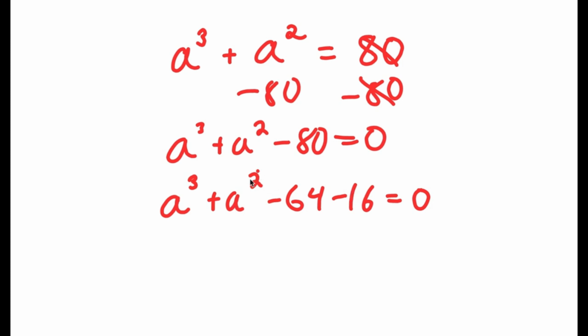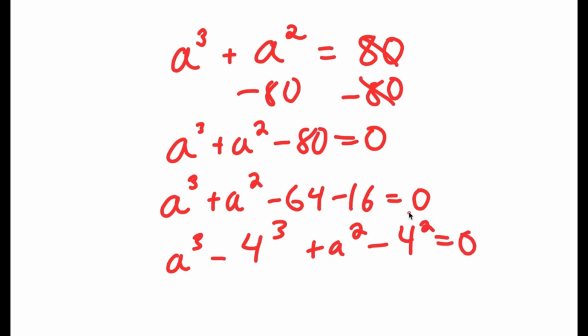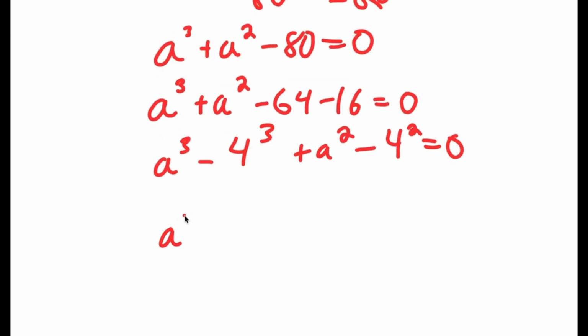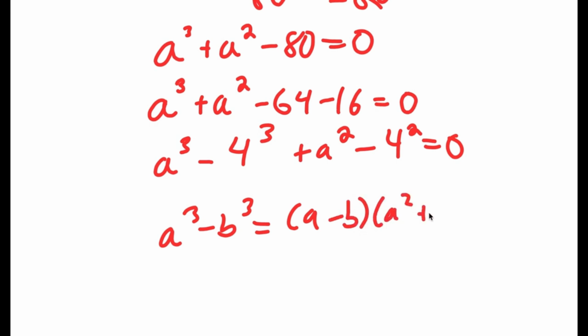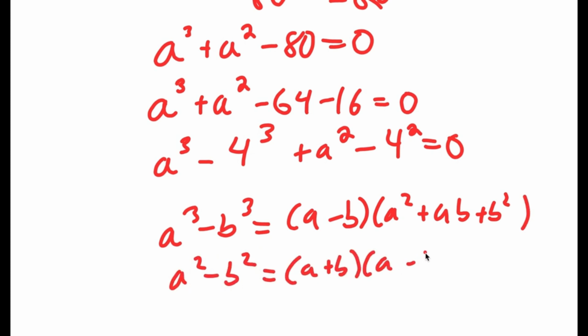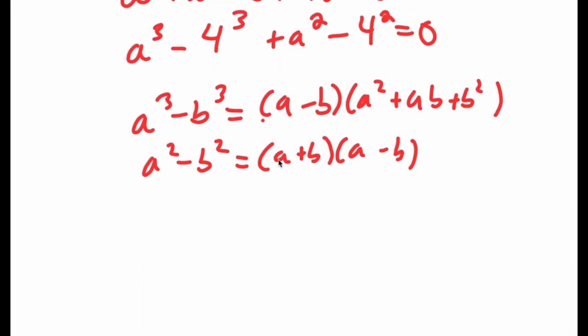And now, negative 64, I'm going to rewrite that as negative 4 to the power of 3. So I have a to the power of 3 minus 4 to the power of 3 plus a squared minus 16, I'm going to rewrite as 4 squared. Now, if I have something in the form a to the power of 3 minus b to the power of 3, this is going to equal a minus b times a squared plus ab plus b squared. And if I have something in the form a squared minus b squared, this is equal to a plus b times a minus b.